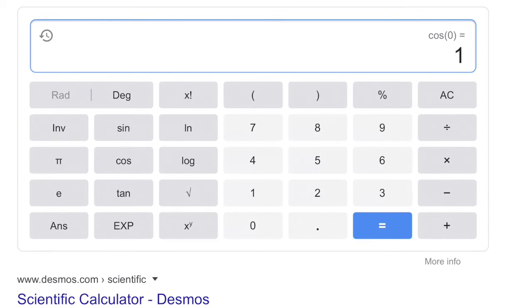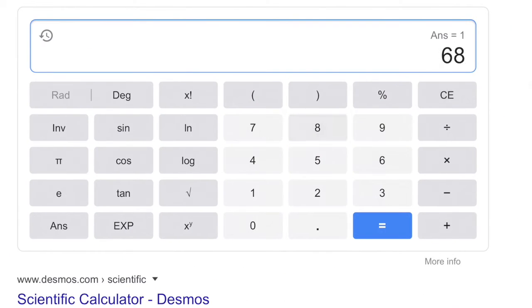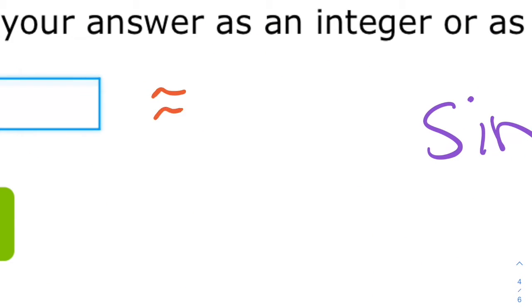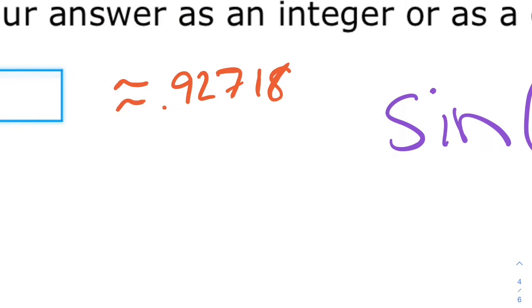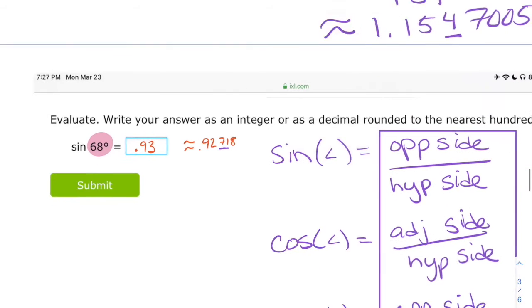So let's get back to our problem. Sine of 68. So we're going to do sine of 68, and we get 0.92718. So the answer for this one is approximately 0.92718. Well, we're going to round it to the nearest hundredth. So that's tenth, hundredth, go to your thousandth place. A 7, so let's round the 7 up, so we're going to do 0.93. And we're done.